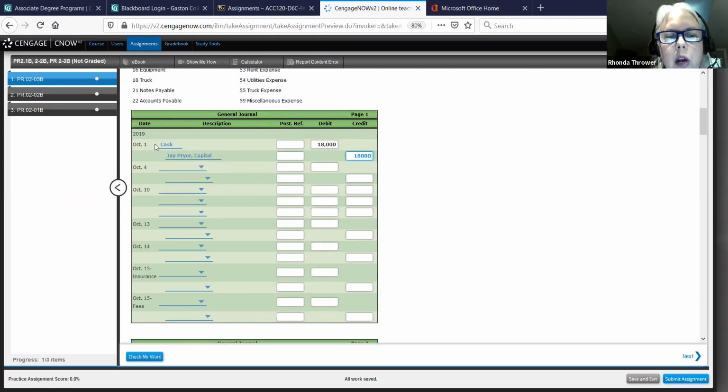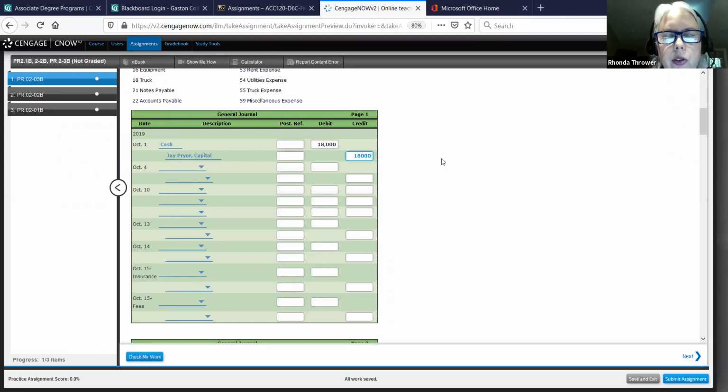When we record a debit, it goes first, and then we indent. You see how this is indented here? And then we'll record our capital in the credit side. This is an example of a journal entry that happened on October the 1st.